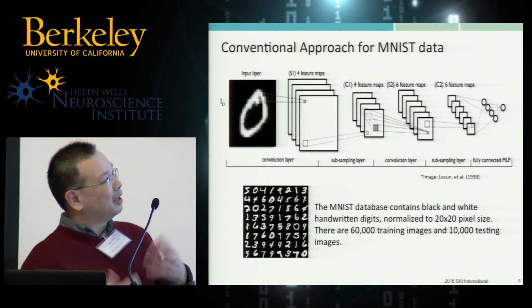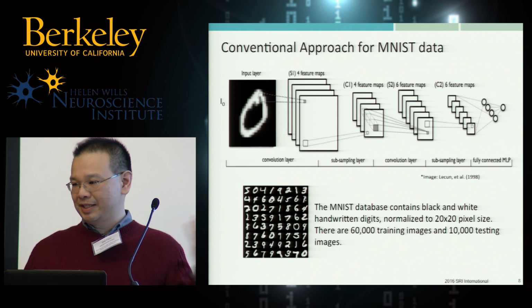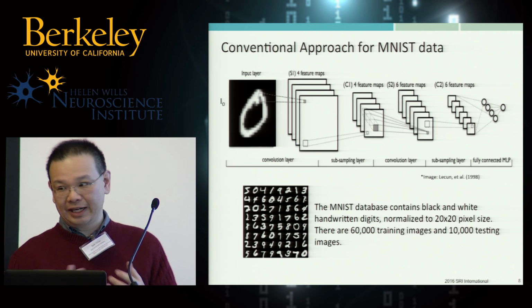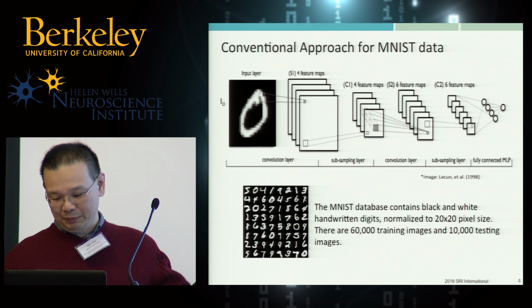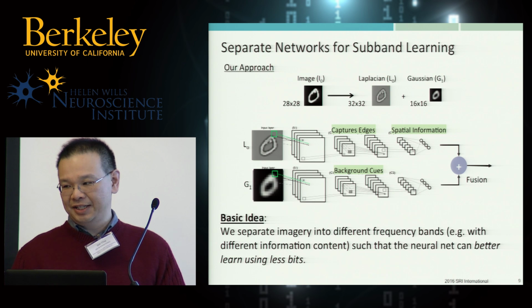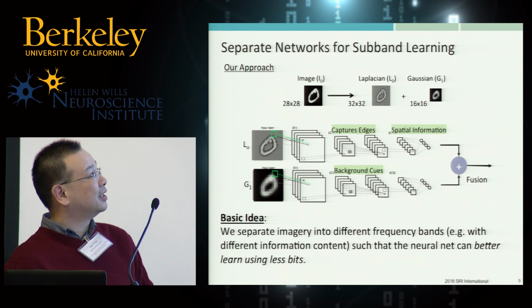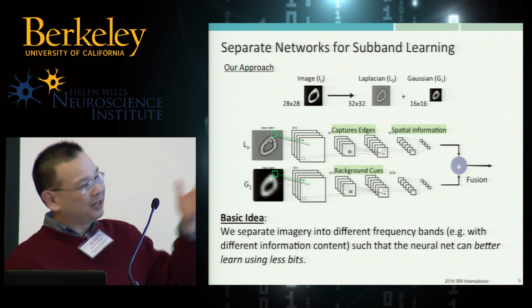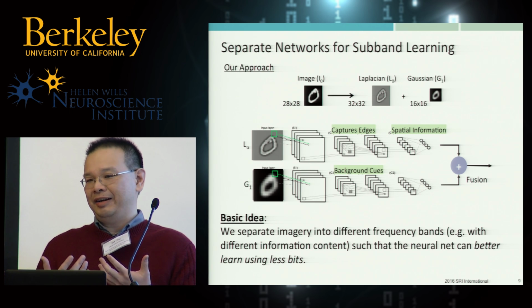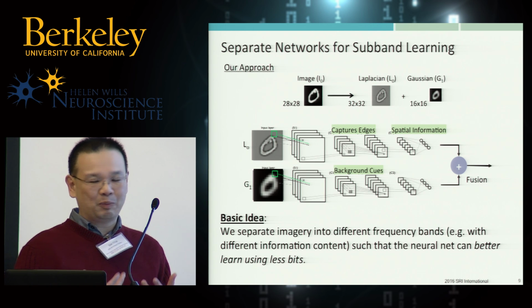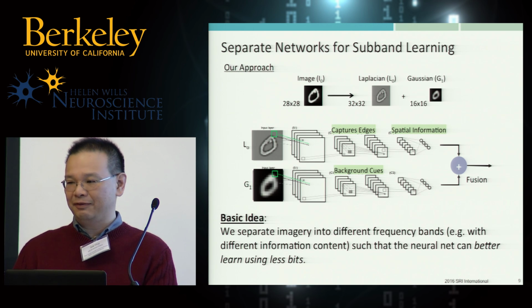So what we've done is take a very simple example. This is the Google LeNet 5, and Yann LeCun's work looking at digits. We took this architecture and split it into just high and low bands. In this case, we use Laplacian and Gaussian filters. You can principally understand that the high frequency content is edge-oriented, and the Gaussian low-pass filter output is mostly texture information.